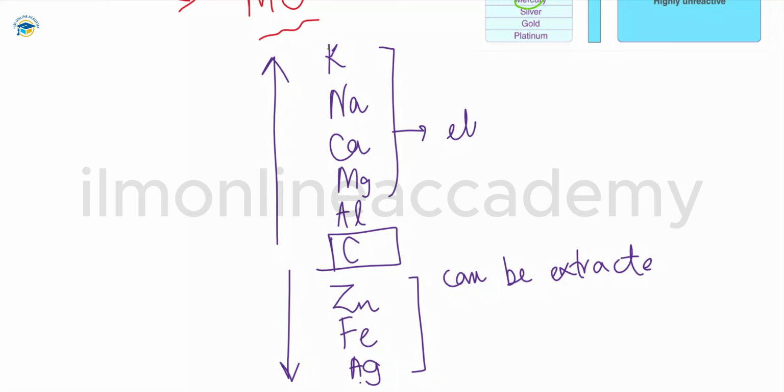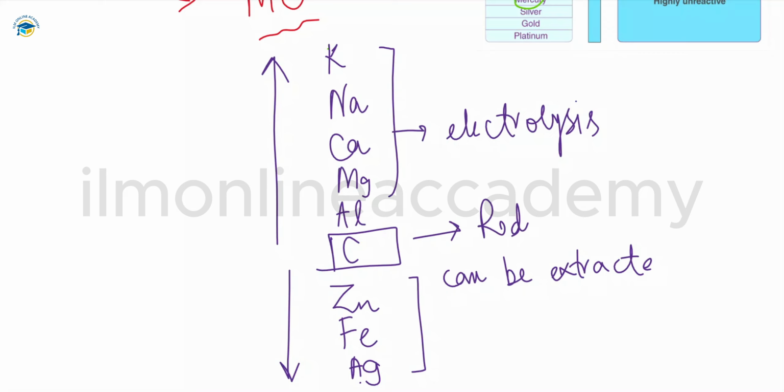These can be extracted by electrolysis, and they cannot be extracted by using carbon or by heating the oxides with carbon, because they are more reactive. So if a metal is below the carbon in the reactivity series, oxygen in its oxide will form a covalent bond more easily with the carbon rather than remain as the oxide ion. So carbon is the reducing agent. Carbon here is used as a reducing agent.